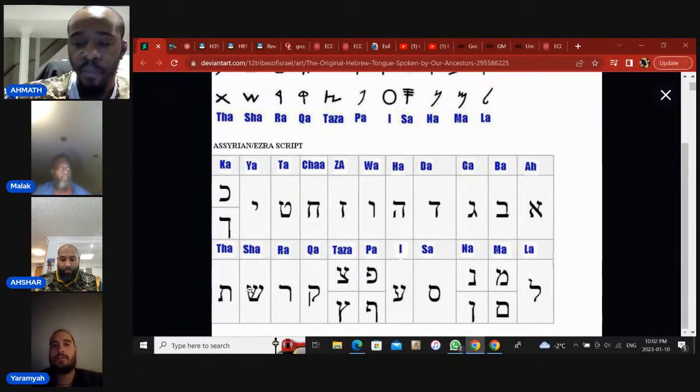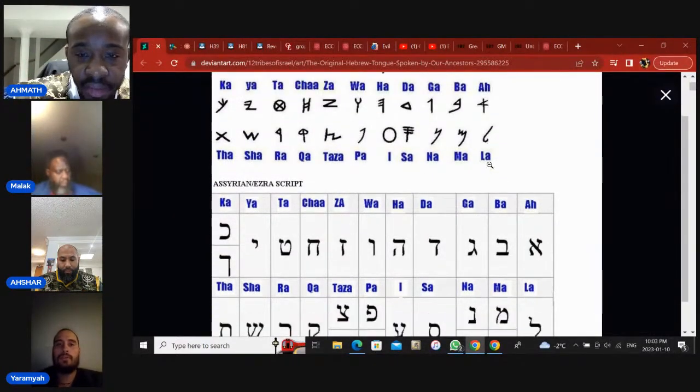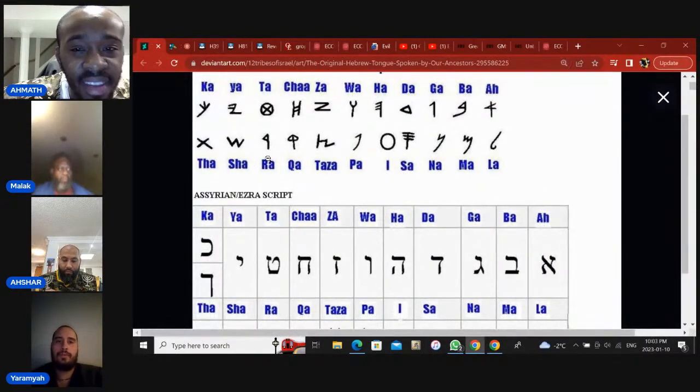Some letters are easy to remember because they have resemblances to the ancient, very unique. Like the la, you can tell. The la here and the la there. Yeah, that's true. And sha, right, with the menorah looking sign. Yeah, same with sha, exactly.